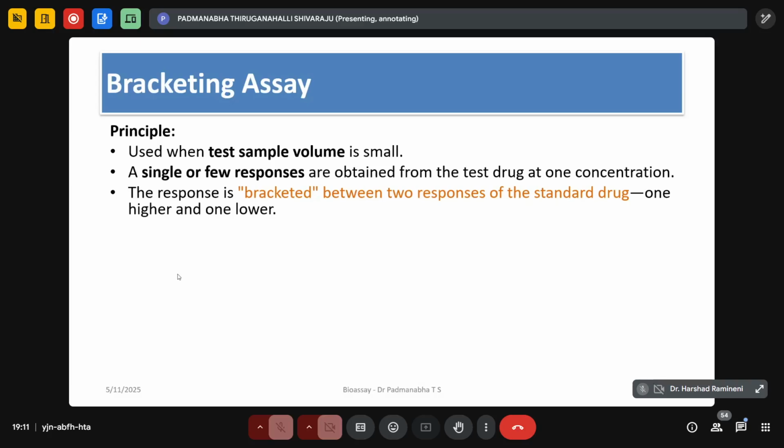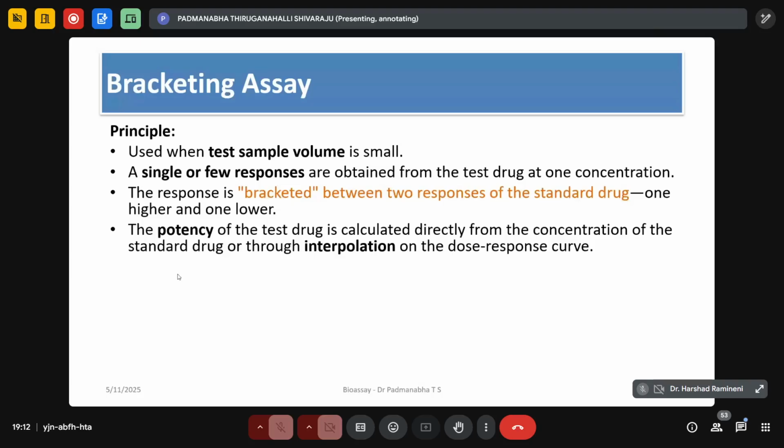So with the standard drug, initially you will get one lower standard drug response, later followed by a test drug, and at the end you will get a higher dose response of the standard drug. So usually the potency of the drug can be calculated directly. And again, when we do the bracketing, we need to go for interpolation on the dose response curve, because we would have checked only a small number of responses. That's why you need to go for interpolation.